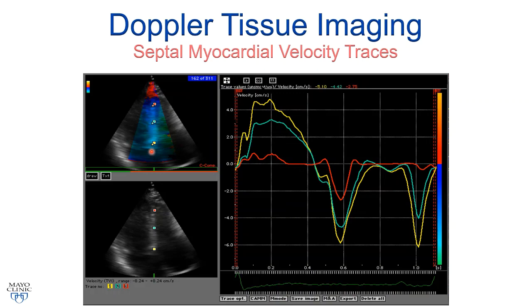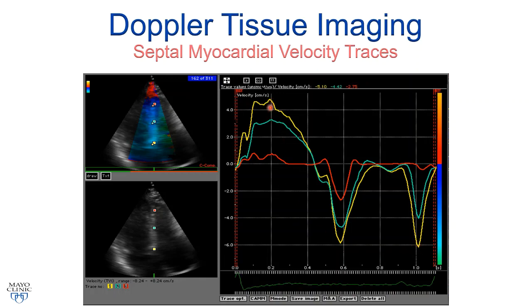Here we see an example of septal myocardial velocity tracings, sample volume placed in the base, the mid, the apical portion of the septum. We see the systolic velocities towards the apex or transducer, here the early diastolic relaxation or E' velocity, and then the late diastolic myocardial velocity associated with atrial contraction or the A' velocity.